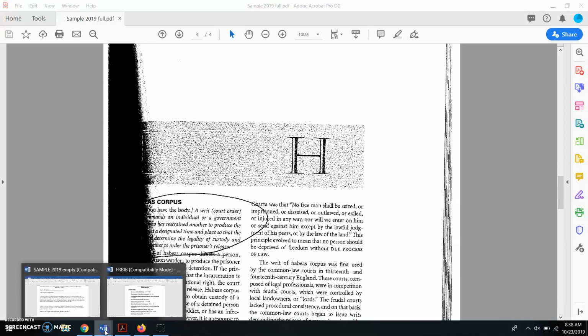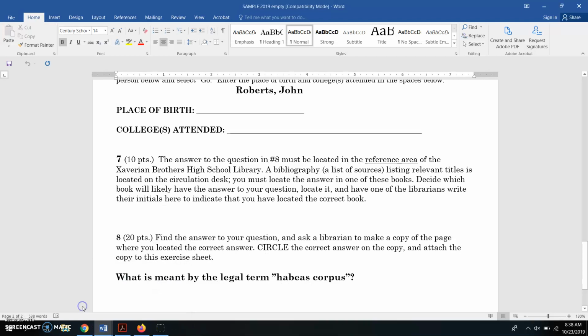Okay, so that's how you complete number 7 and 8, the most challenging parts of this assignment. And again, keep in mind, you cannot use the internet to do this. You have to use a book found in this library.